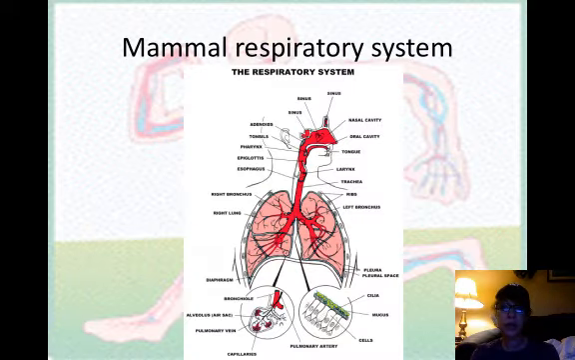Mammal lungs are located in the thoracic cavity. They are spongy and honeycombed. They are made of moist epithelium, which is the respiratory surface. Air enters the nostrils. It is filtered by hair, warmed and humidified, sampled for odors.